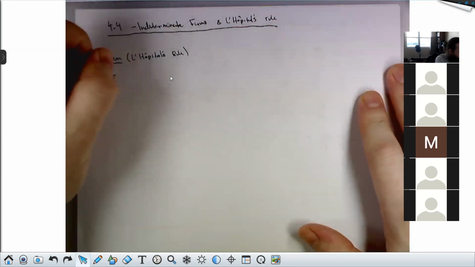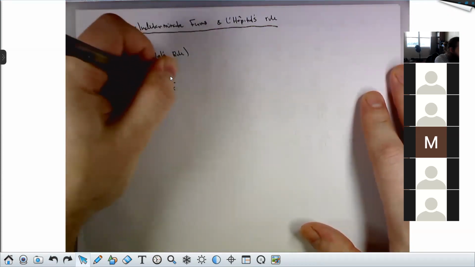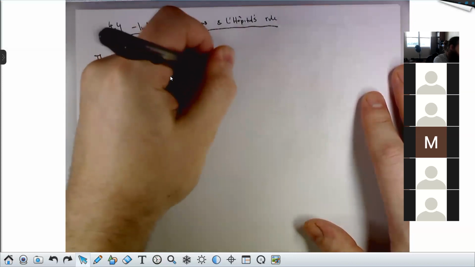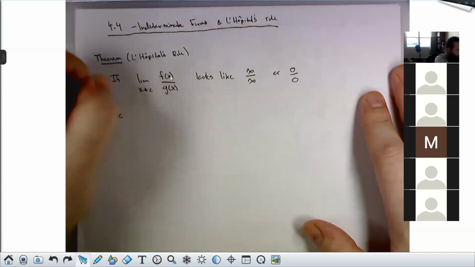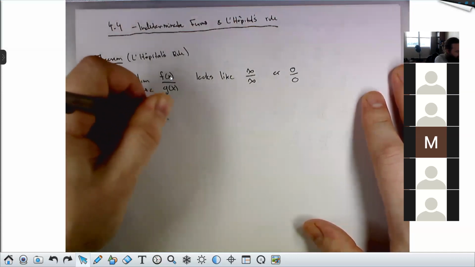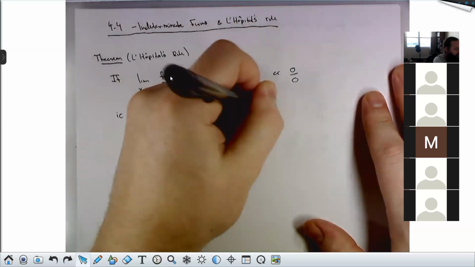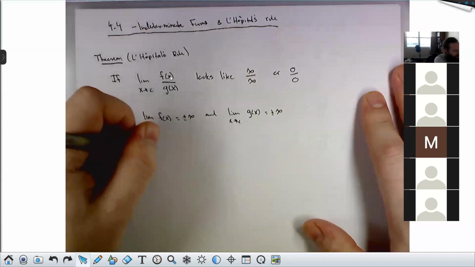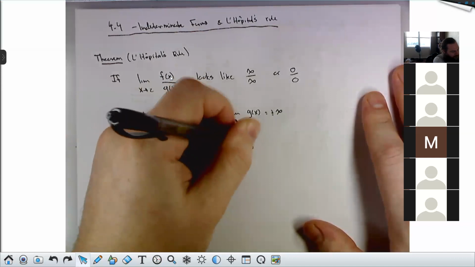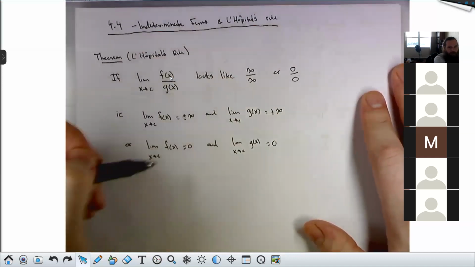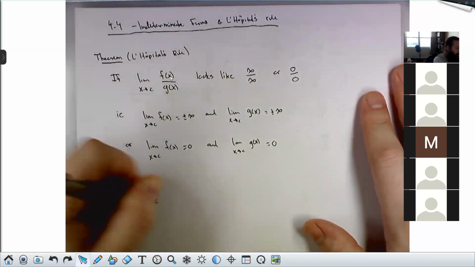What this says is, if the limit as x goes somewhere, say to c, of f of x over g of x looks like infinity over infinity, or 0 over 0, i.e. the limit as x goes to c of f of x is plus or minus infinity, and the limit as x goes to c of g of x is plus or minus infinity, or the limit as x goes to c of f of x is 0, and the limit as x goes to c of g of x is 0. If the top and the bottom are both going to infinity, or both going to 0, then you can try again after differentiating the top and the bottom.